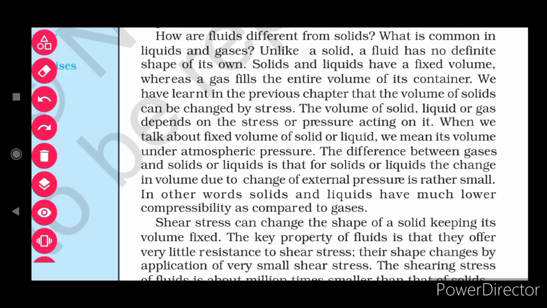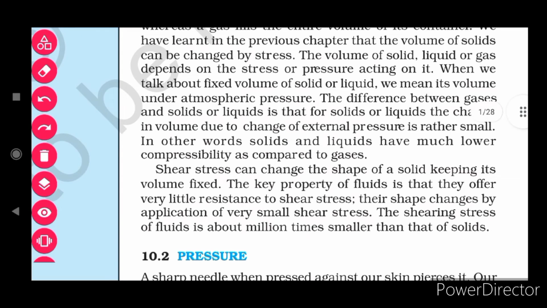See the example of a balloon. If you fill air in a balloon, don't fill it completely, and you will be able to compress it easily, because air molecules have space between them. That's why we are able to change the volume by applying very little pressure.